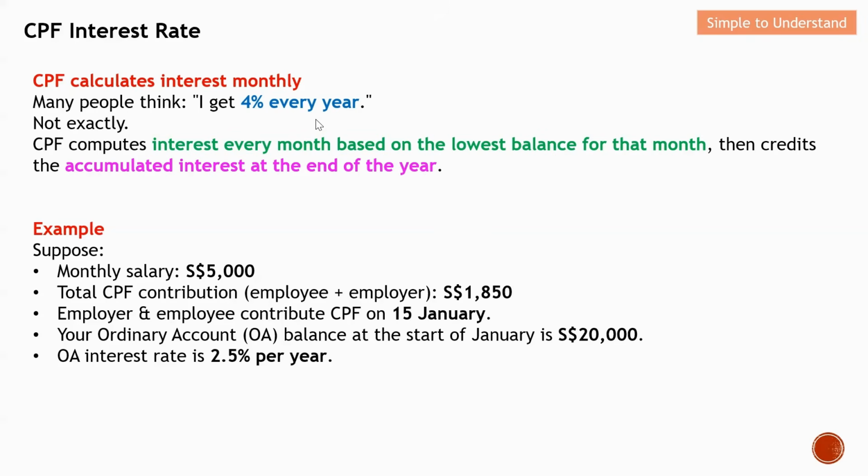In order to fully understand how to compute the interest, let me give you an example. Suppose we have a monthly salary of 5K, and the total CPF contribution by both the employee and the employer is 1.85K. Let's say the employer and employee contribute the CPF on the 15th of January. Our OA balance at the start of January is, let's say, 20K, and let's assume the OA interest rate is 2.5% per year. Let me show you how they compute the interest for this month, January.